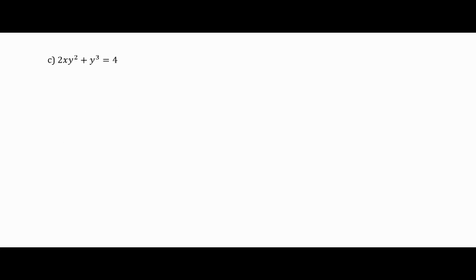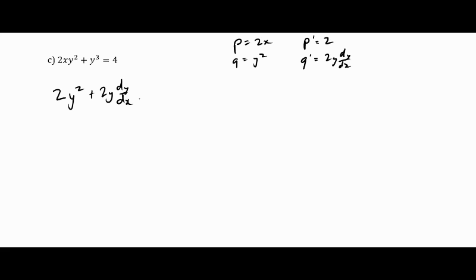So which order should we do this in? Let's do it where p is like 2x and q is like y squared. So p prime is 2 and q prime is 2y dy by dx. So this ends up being the derivative of the first, which is 2, times the second, which is y squared, plus the derivative of the second, which is 2y dy by dx, times the first, which is 2x.